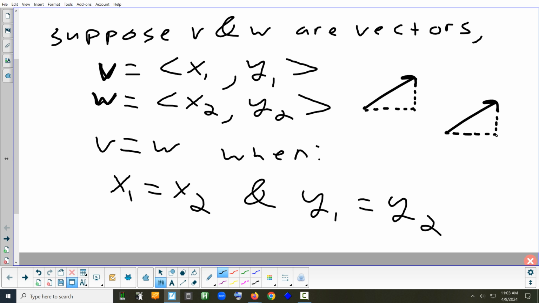Yeah? Can they be going in different directions? No, they have to point in the same direction. Yeah. So that's a good point. Because if they were pointing in the opposite direction, then the horizontal and vertical components would be the negatives of the original. They have to be exactly the same. Okay. Any other questions on that? Okay.